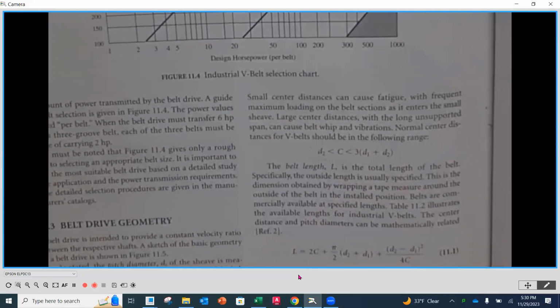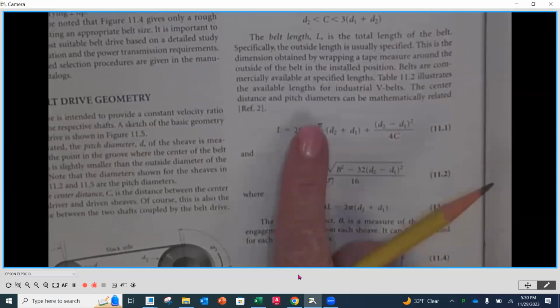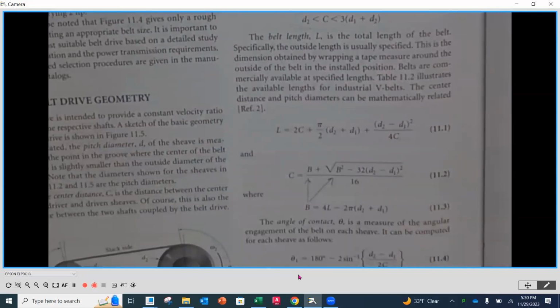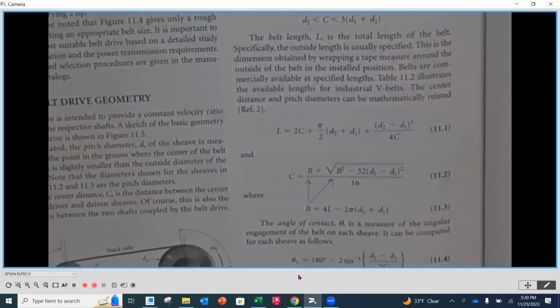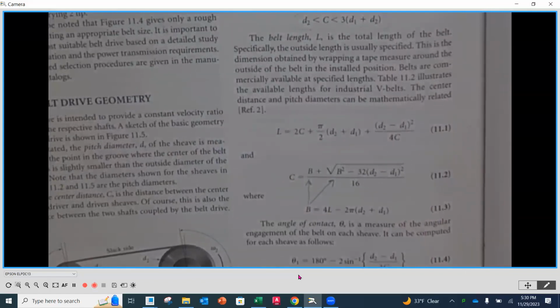Then the next thing that we're going to be interested in knowing is, how long of a belt are we going to be specifying? Now, belts, again, are going to be something that is going to be standardized. If you ever go into like a Napa Auto Parts, there's always the belts all hanging up in the back of the desk, because everybody's looking for belts.